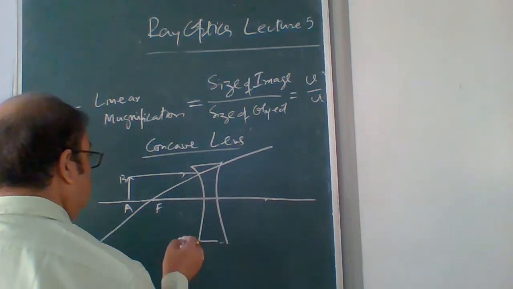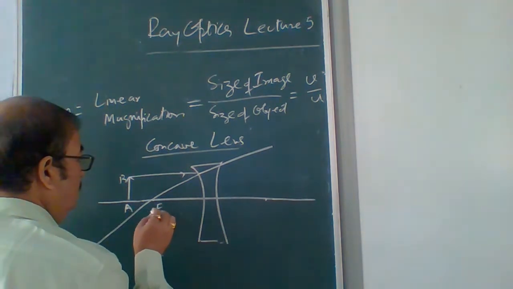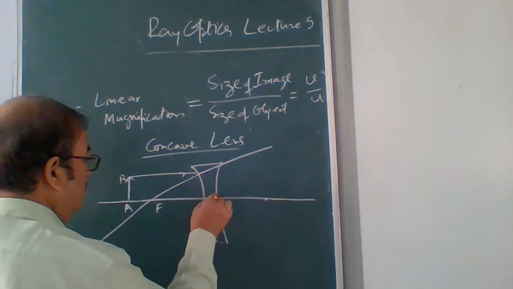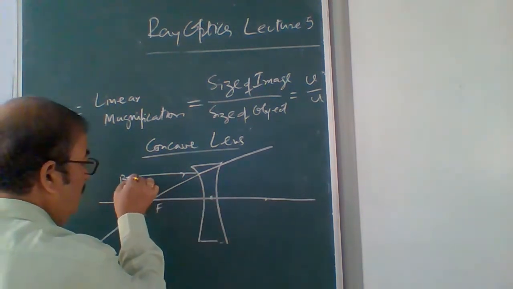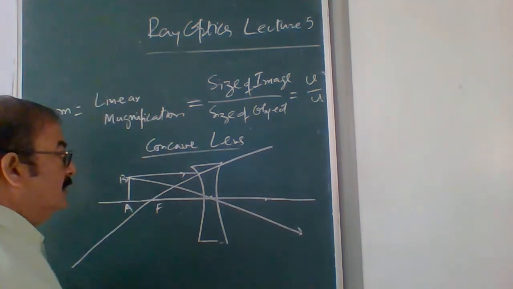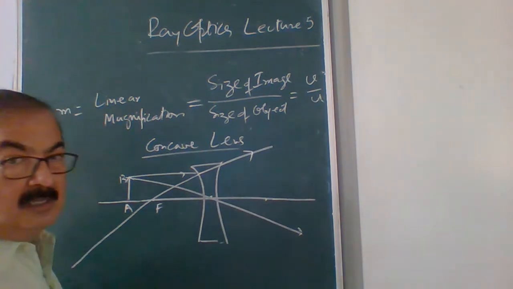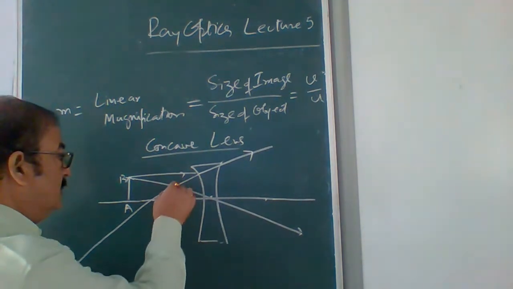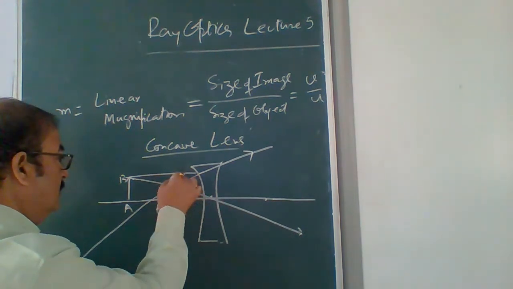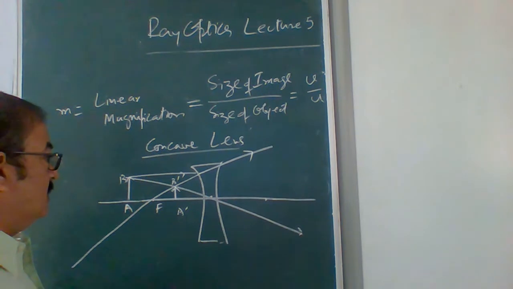Now after this, what do we have? Another ray will be taken from the optical center, undeviated. Whether concave or convex, it is always undeviated. This is your second ray. Where both the rays meet each other, it is the position of A dash B dash.